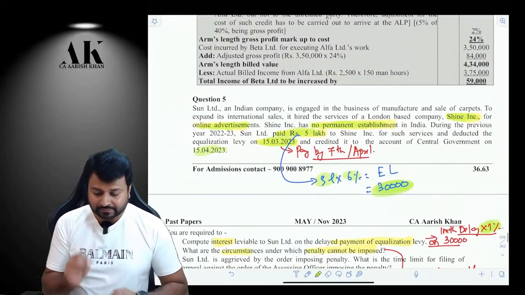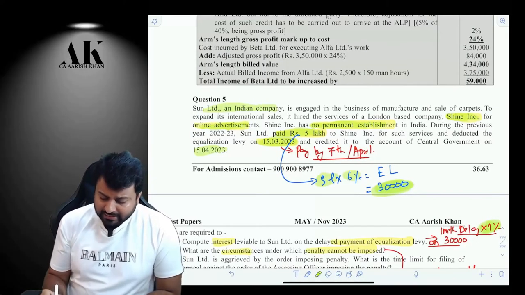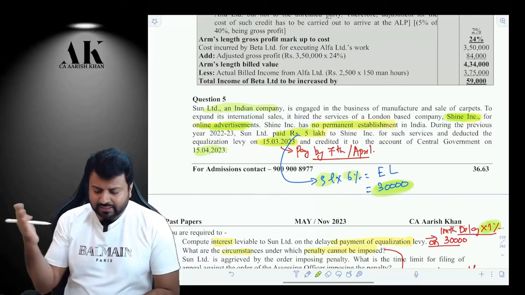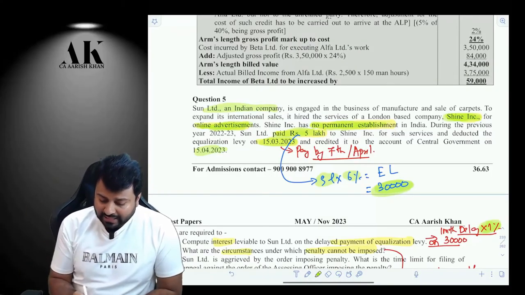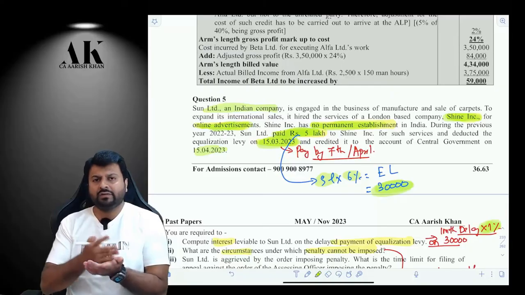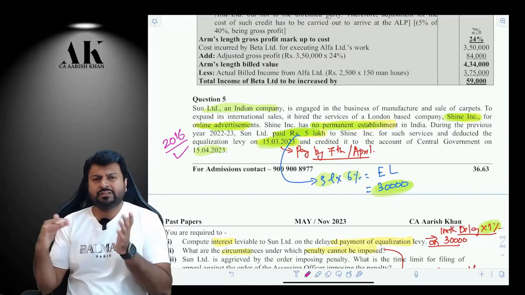Next question is, there is an Indian company SMT Limited and there is a foreign company Shine Inc. That company is giving us some online advertisement services and does not have a permanent establishment, and the Indian company has made a payment of 5 lakh rupees to the foreign company on 15th of March 2023 and they have deducted the equalization levy also. Which equalization levy is this? This is the 2016 equalization levy, that Facebook equalization levy.